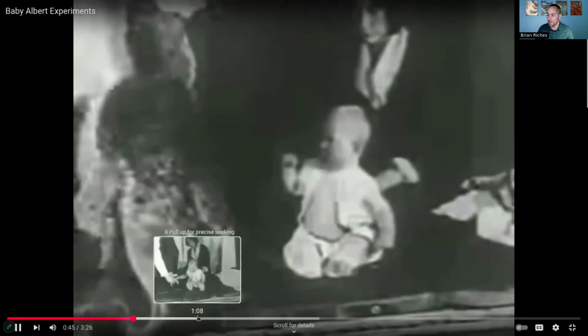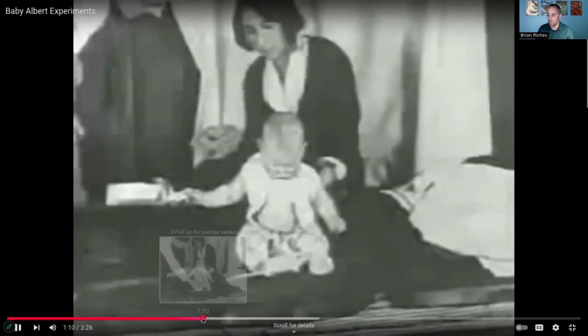So I'll skip through a little bit. They show a bunch of different animals. Here's the actual rat.